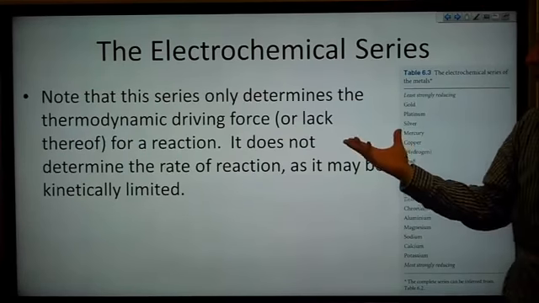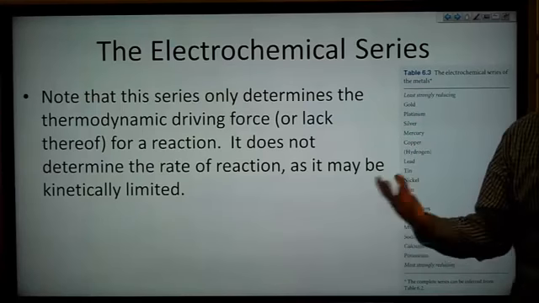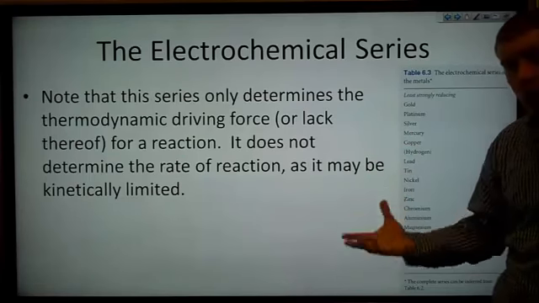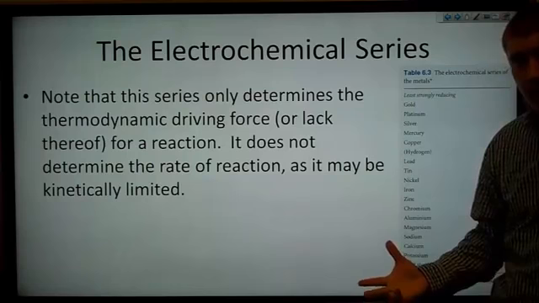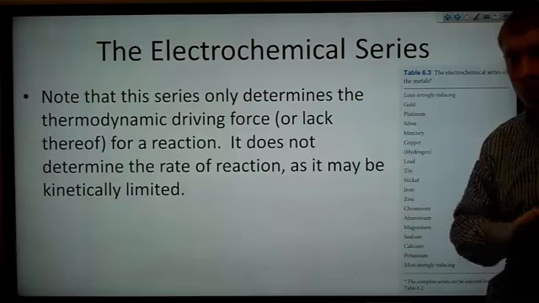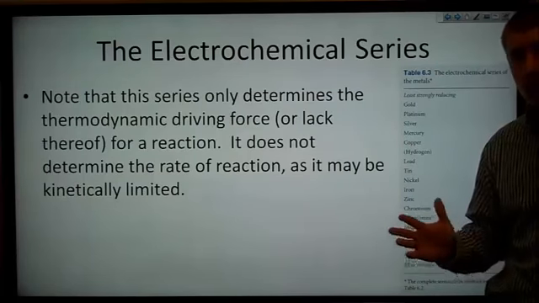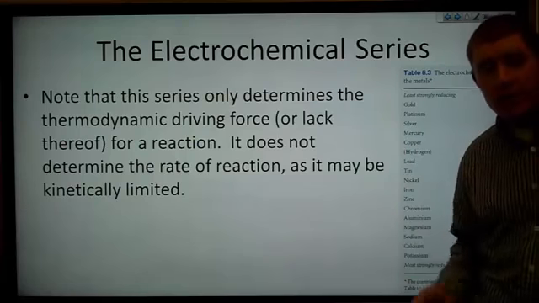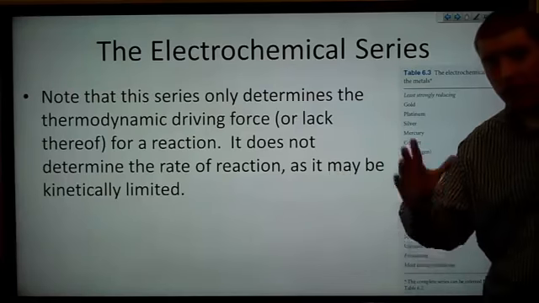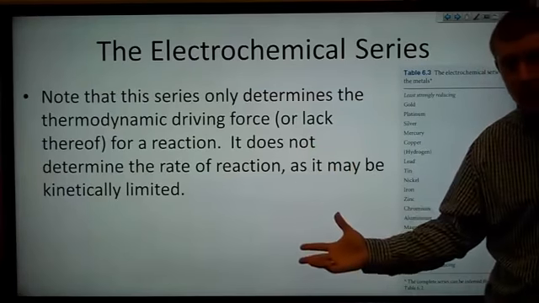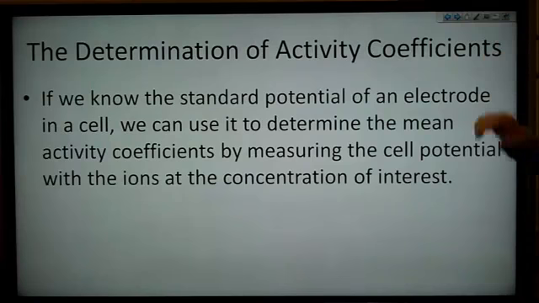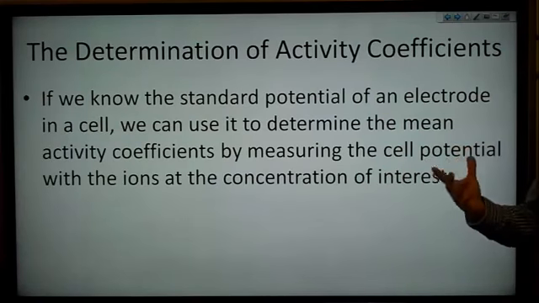So note that this series only determines the thermodynamic driving force, or lack of it, for a reaction. It doesn't determine the rate of the reaction. Our reaction may be kinetically limited. All thermodynamics is talking about is which direction will the reaction proceed. It doesn't say anything about how fast it will proceed. The reaction may take longer than our lifetime. It may take longer than the lifetime of the Earth, but it will still proceed in that direction. The rate of reaction, how fast the reaction goes, is the domain of kinetics, not thermodynamics. Thermodynamics just says which direction does the reaction go. That's all it says.